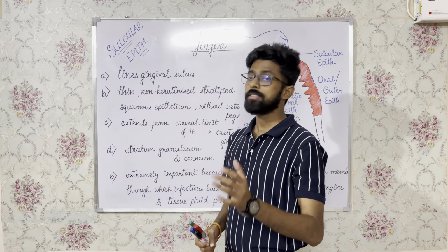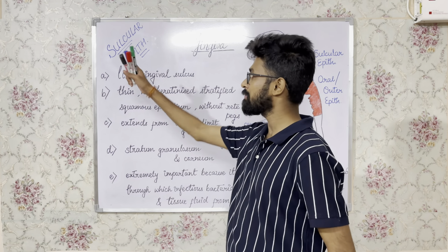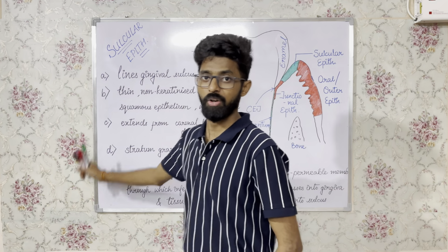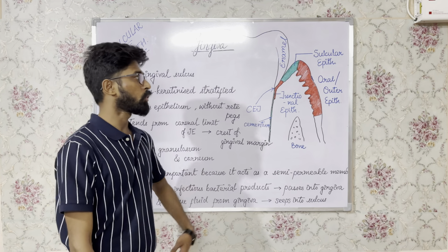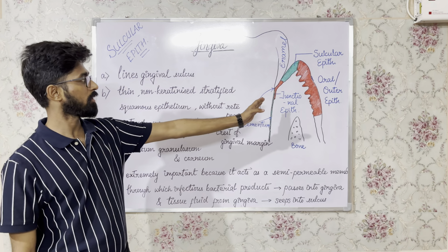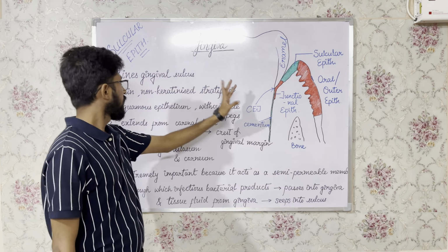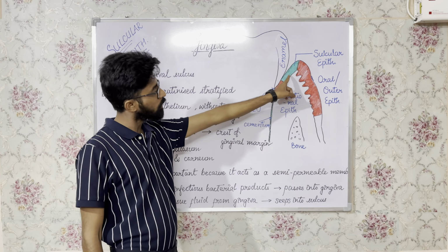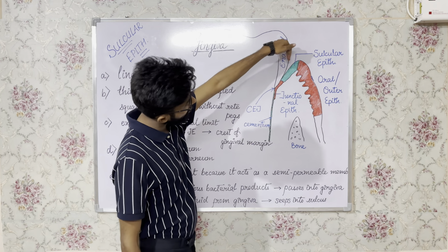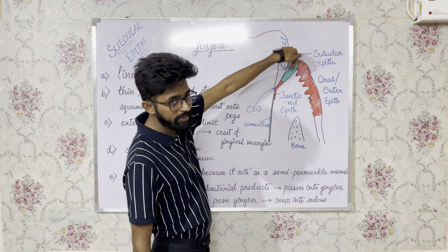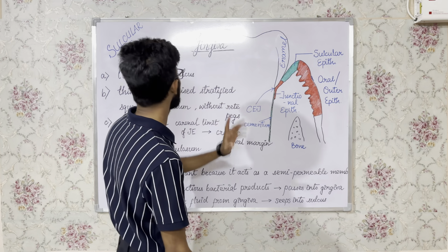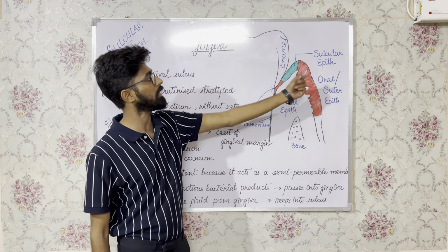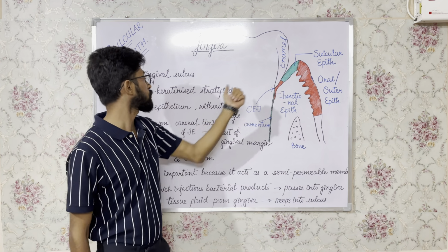Okay. So sulcular epithelium, as the name suggests, lines the gingival sulcus. You should correlate with the diagram given this side. So which is the sulcular epithelium? This green one is the sulcular epithelium and it is lining this gingival sulcus. First point. Second is very important, it is thin. Compared to the oral epithelium, it is thinner. You can see.